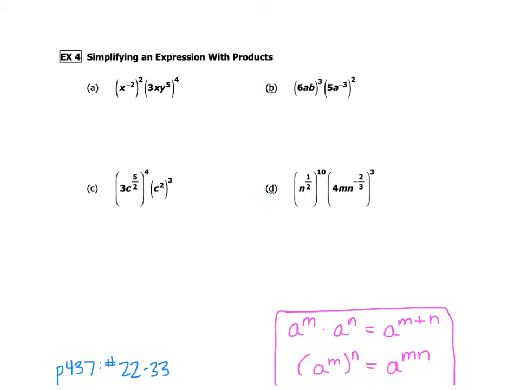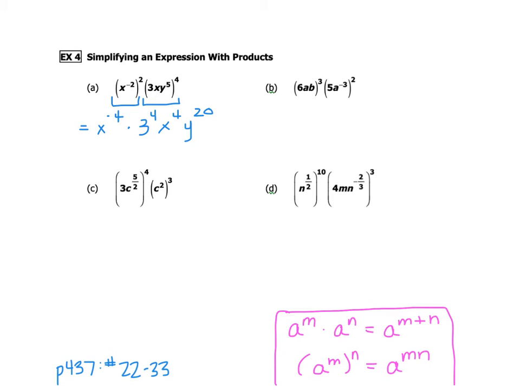Remember what we said. If we have both of these, we want to do our power rule first. So when we tackle these, I'm going to do this and this using my power rule, and then I'll use my product rule to put them together. So this is going to be x to the negative 2 times 2 power, and that's going to give me x to the negative 4 power. Then I'm going to have 3 to the 4th, x to the 4th, and y to the 5 times 4 power, which gives us y to the 20th power.